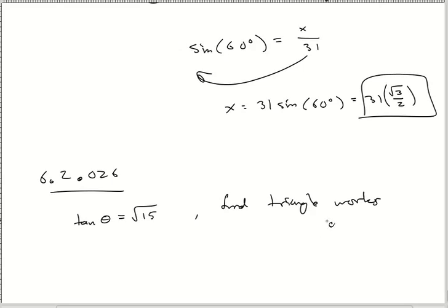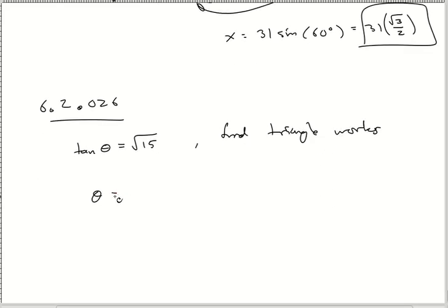So what I'm going to do is actually find my theta. To do this, I'm going to use the arctangent. We've done this back in chapter 5. So the arctan, basically I'm moving that tangent to the other side with an arctan. Arctan of the square root of 15.